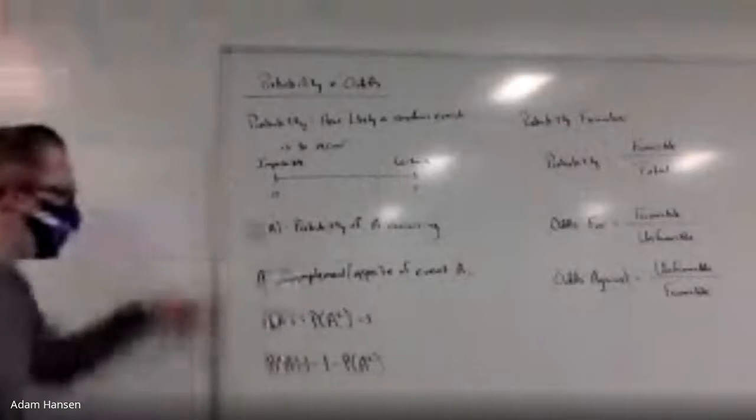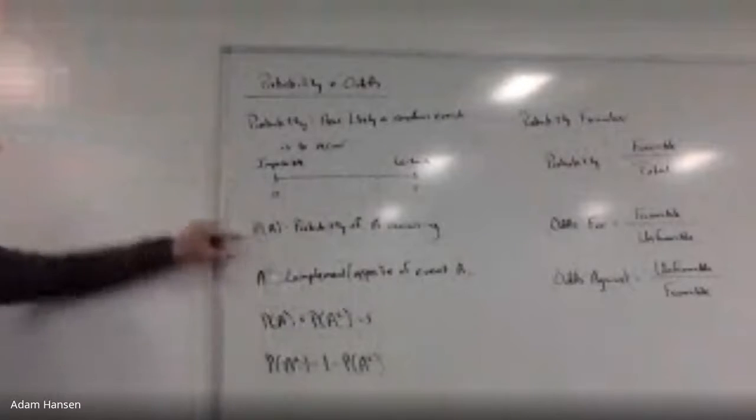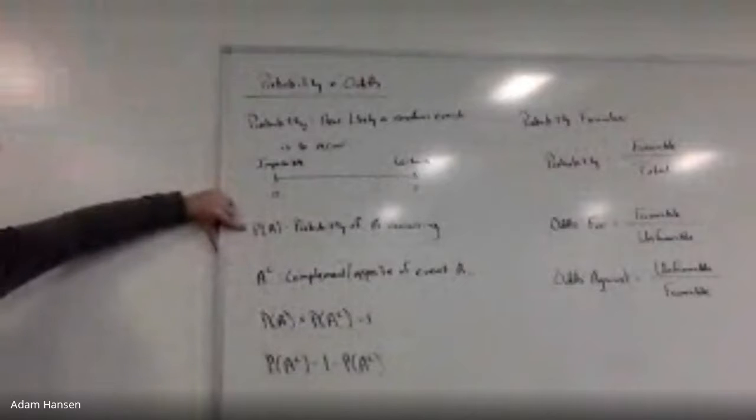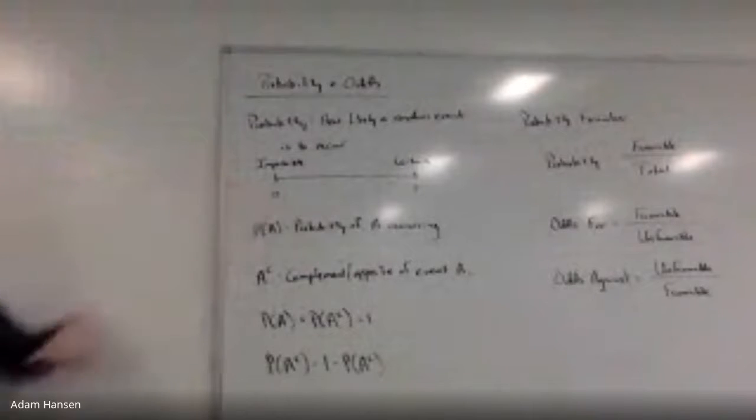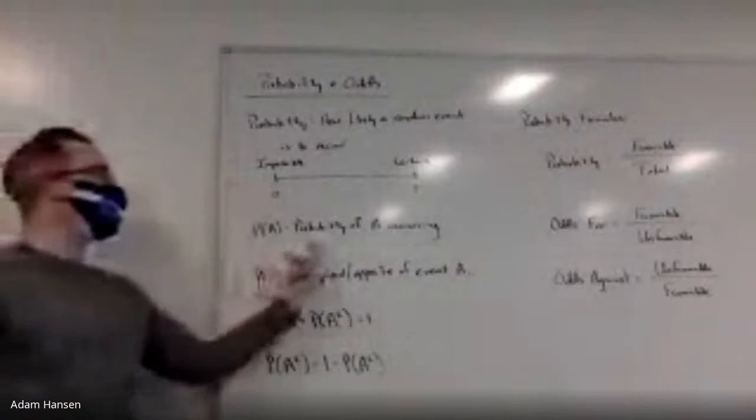Some notation on the bottom corner here. I label the probability of event A using this notation, P of A. The probability of some random event A is given by P of A. That is notation for the probability of A having happened.